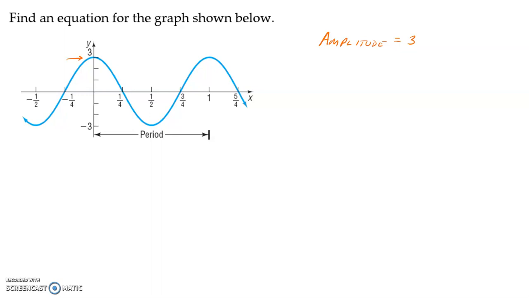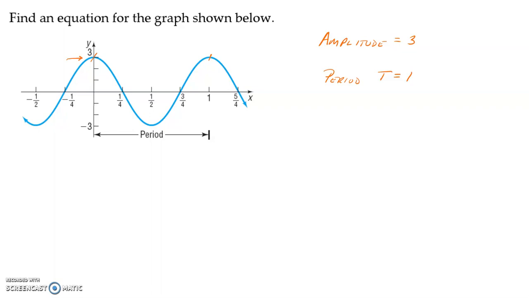We also have our period. So we can take a look at this portion of our graph, and it takes 1 full unit for the graph to complete a full cycle. So our period, T, is going to be equal to 1.